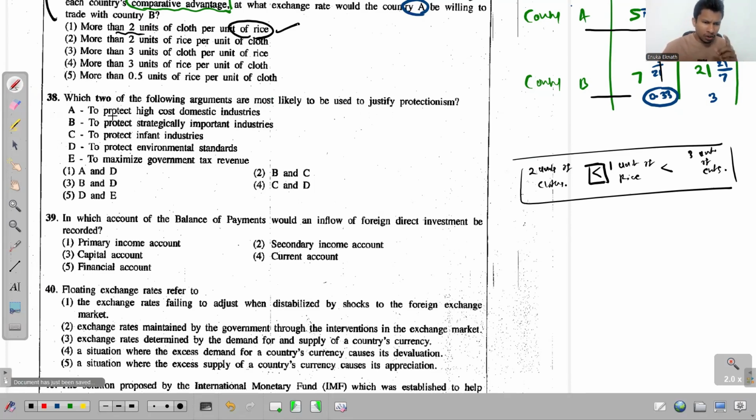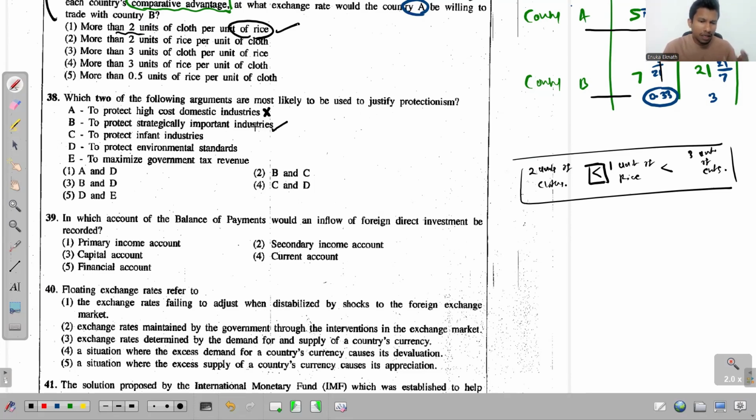First point says to protect high cost domestic industries. For high cost domestic industries, we don't really need protectionism. It is better for the entire economy that they shut down. So protectionism is not needed for such cases. It's totally ignorable.